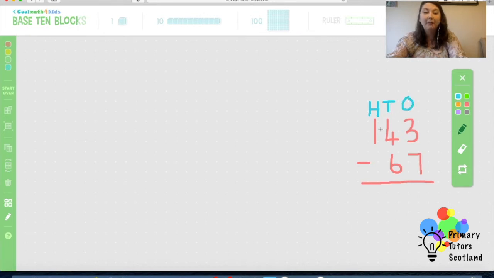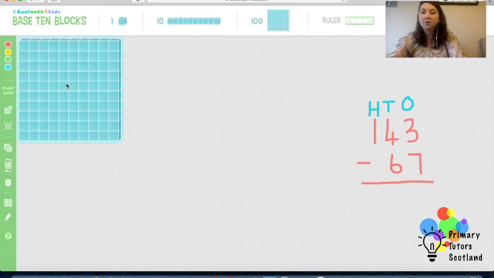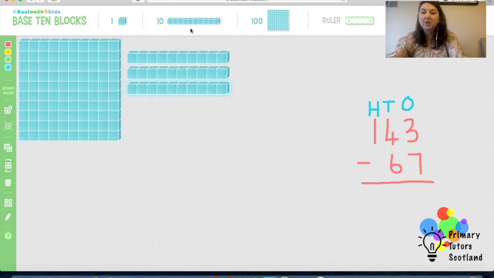So first of all, I'm going to get 143 with my base 10 blocks. So there's 100, I'm going to get 10, 20, 30, 40, and then 1, 2, 3. Now we always start with our ones column. So I'm going to do 3 take away 7. So let's go. 3 take away 7, not enough.